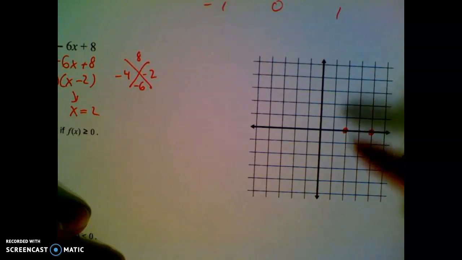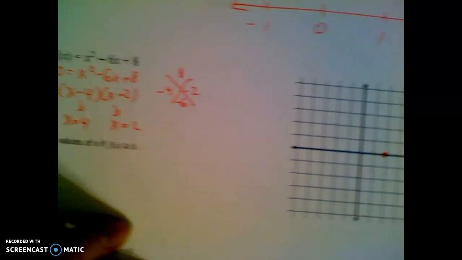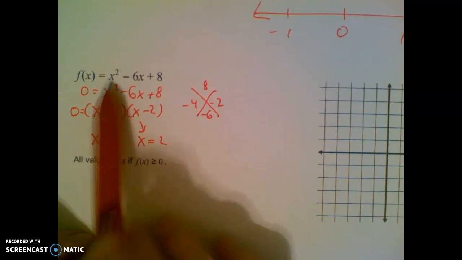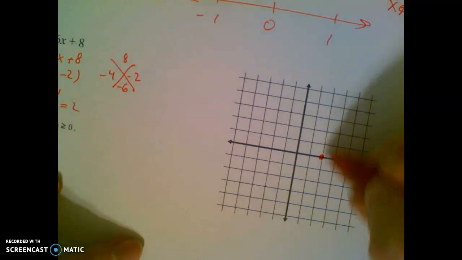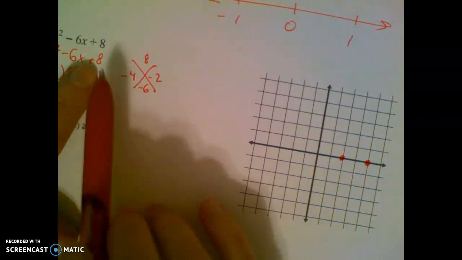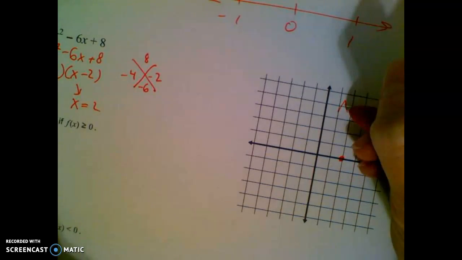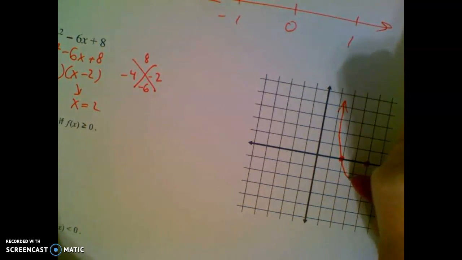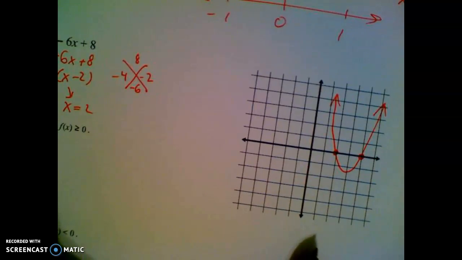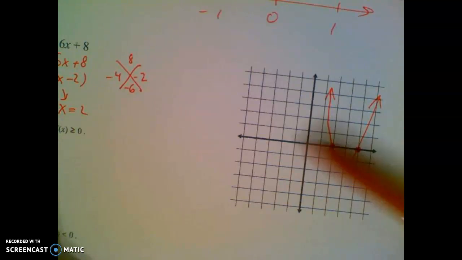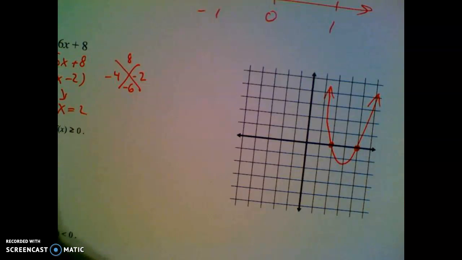So I just need to know, does this guy curve up or does he curve down? That comes from the a value. Remember the a value, if it's positive, it opens upward. If it's negative, it opens downward. So this guy is a positive, so I know he's going to open upward. I actually know his y-intercept is at 8, but who really cares? I just happen to know that because I like quadratics. But all we need to know is that it does something like this. I just need to know it crosses at 2 and 4, and it's above to the left and to the right, and it's below between those two.